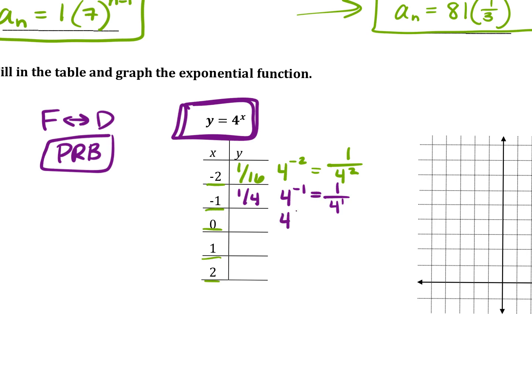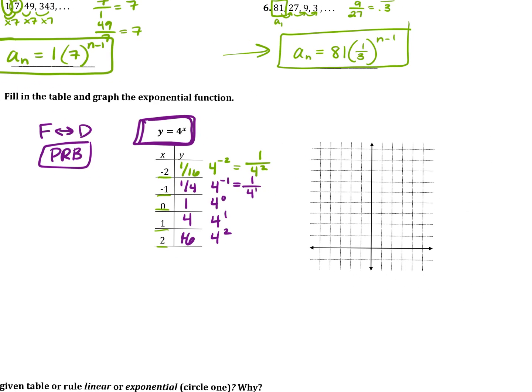Okay, what's anything to the 0 power? 1. So that's 0, 1. 4 to the 1st power is 4, and 4 to the 2nd power is 16. Don't worry about if it's a 2, 16, that's way off the page. Just don't graph that one, okay? If there's one that's way off, just leave it be.